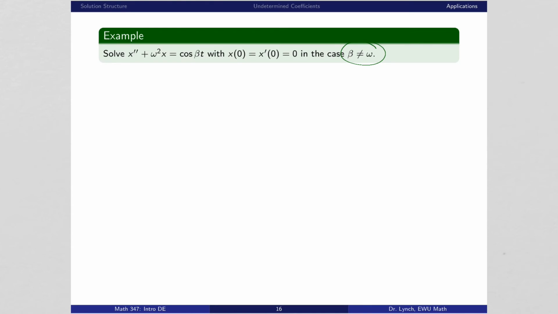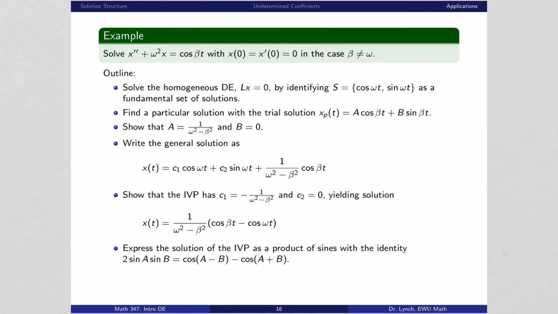We'll go ahead and solve this non-homogeneous constant coefficient differential equation like we've done before, by first having a look at the homogeneous equation. In solving the homogeneous equation, it's quick to identify a fundamental set of solutions given by cosine omega t and sine omega t. For the particular solution, we'll start with the trial solution of the form a cosine beta t plus b sine beta t. We'll see that no modification is needed, because omega is not beta, so these do not solve the corresponding homogeneous equation.